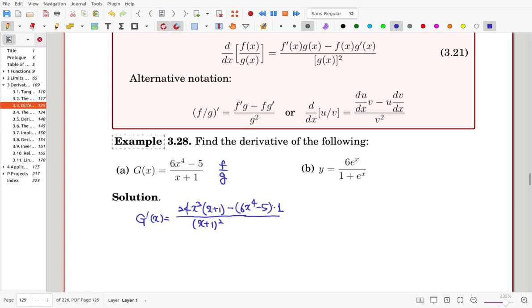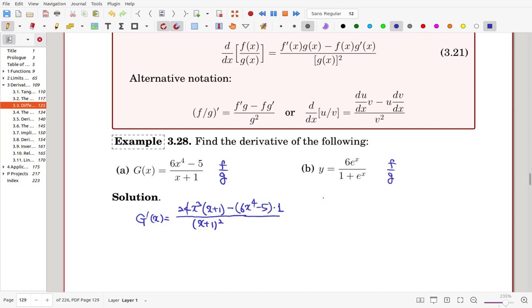So if you want to, then you can simplify, but that is the answer. It can be an answer. You don't have to simplify. The simplification is simple algebra. Okay. Now again, for this one, top is f, bottom is g.